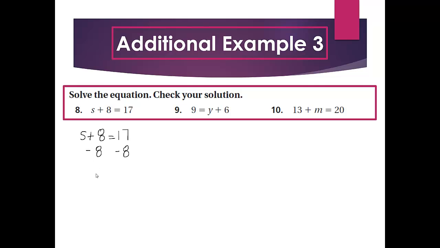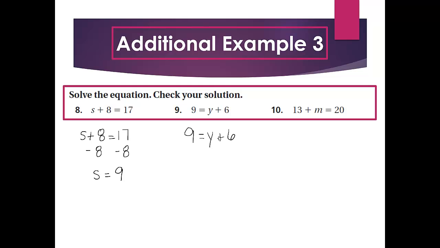On the left-hand side, we just have s. And on the right-hand side, 17 minus 8 is 9. Now if we substitute this back in, 9 plus 8 equals 17. Now for number 9, we have 9 equals y plus 6.